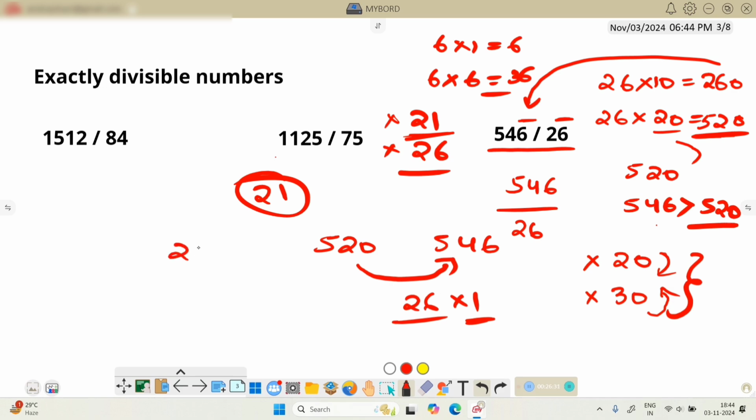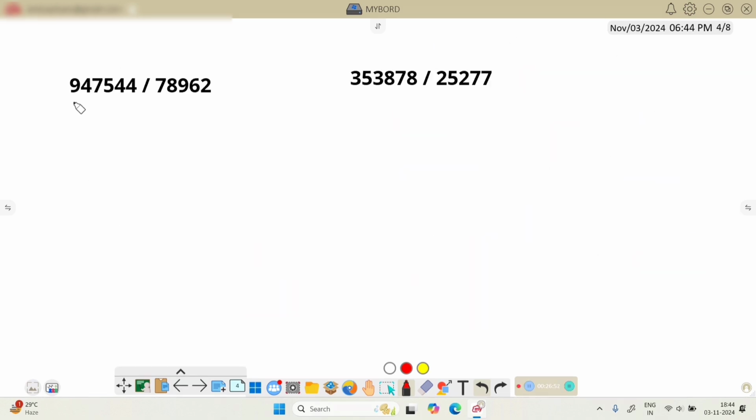If you multiply 26 with 21 you will get the answer 546. Okay, so this is how you have to check the bigger numbers. And next we will see still bigger numbers. See here, the numbers are very huge. Even though the numbers are very huge, you don't worry about the numbers. You just follow the same trick and it is applicable to all exactly divisible numbers.